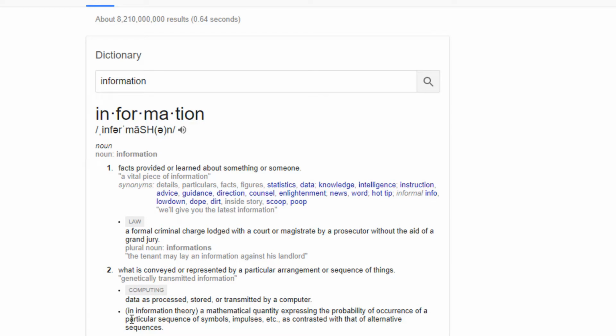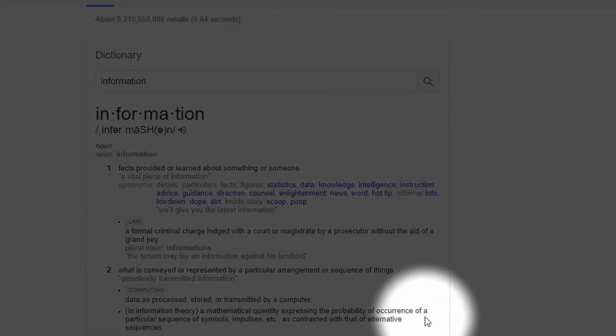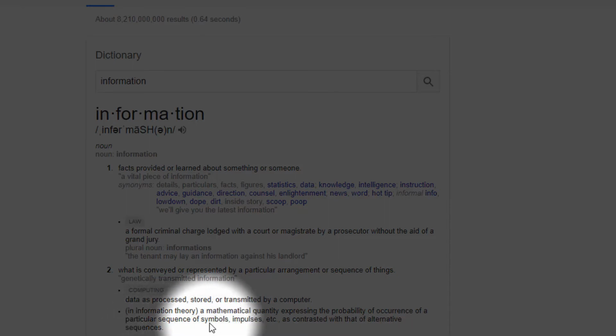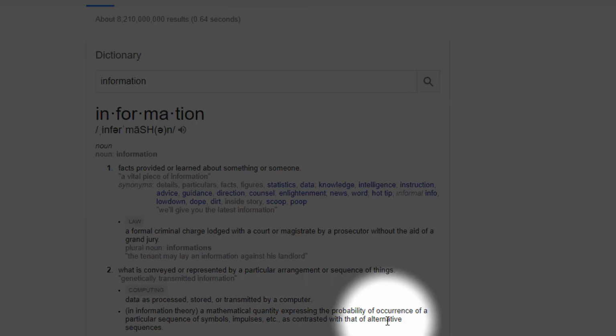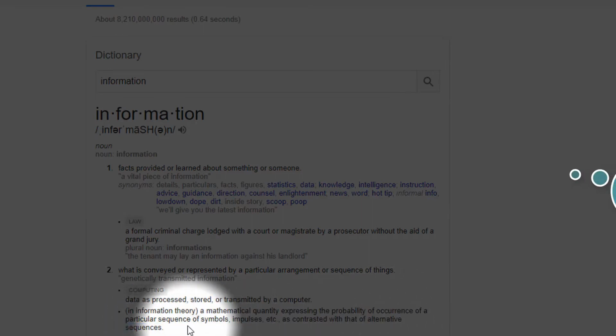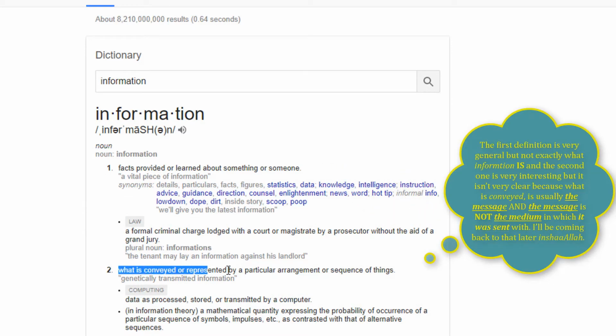And below this, in information theory, a mathematical quantity expressing the probability of occurrence of a particular sequence of symbols, impulses, etc., as contrasted with that of alternative sequences. The first definition is very general, but not exactly what information is. And the second one is very interesting, but it isn't very clear because what is conveyed is usually the message, and the message is not the medium in which it was sent. I'll be coming back to that later, inshallah.